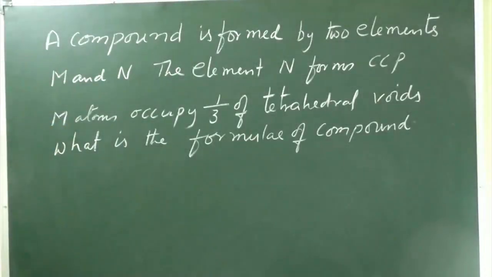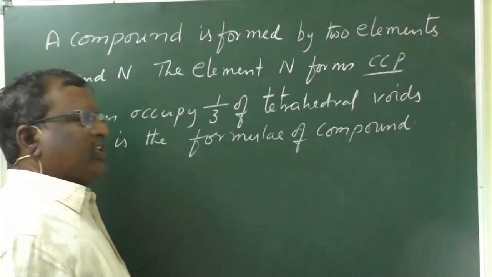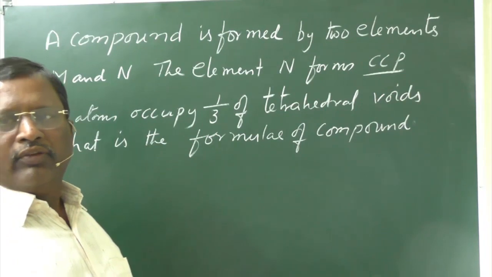Next problem: a compound is formed by two elements M and N. The element N forms CCP. M atoms occupy 1/3 of tetrahedral voids. What is the formula of the compound? We have already done this type of problem previously. So it is a CCP, cubic close packing. Whether it is CCP or HCP or FCC, it forms a face centered cube.